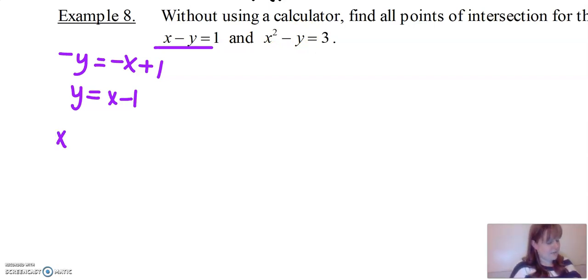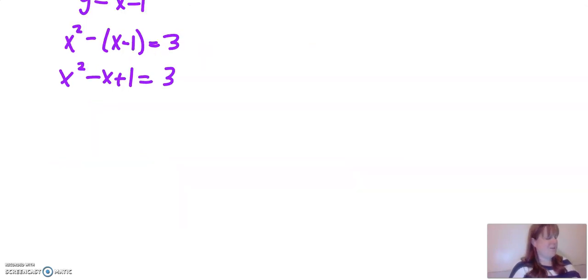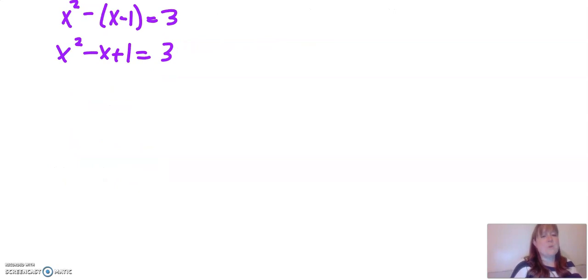I can just say x squared minus, and then instead of y, I'm going to write x minus 1, equals 3. Then I just distribute the negative sign. And now I have a quadratic that I need to solve. And we know how to solve quadratics, right? We factor. So we got to get the 3 over on the other side. So we have x squared minus x, and we subtract 3, so we have minus 2 equals 0. We got to get it equal to 0, then we factor.